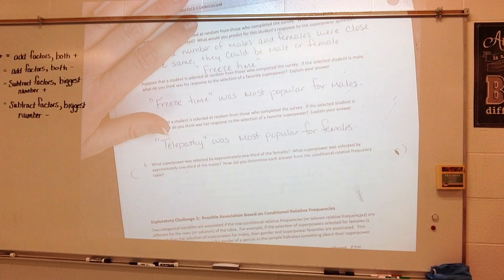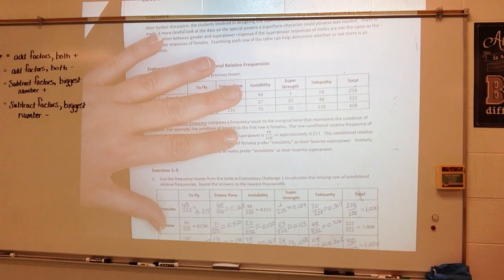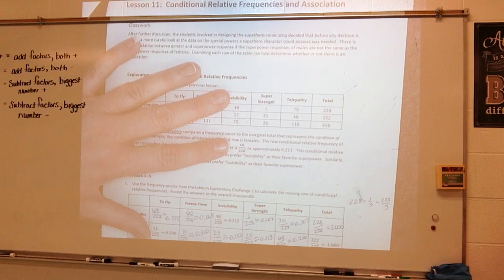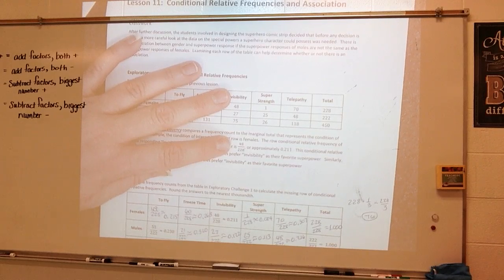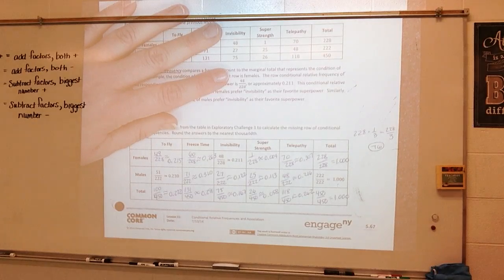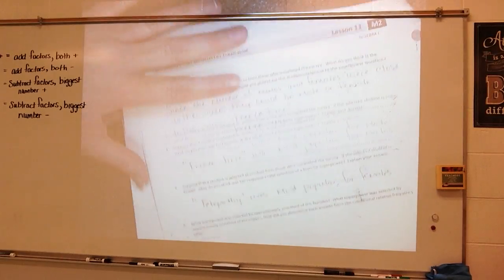What superpower was selected by approximately 1/3 of the females? Alright, so 1/3 of the females. Well, let's look at this. We have to find 1/3 of 228, which would be 228 over 3. That would be approximately 76. Now, we do not have exactly 76 females, but which one is closest? Telepathy was selected by approximately 1/3 of the females.